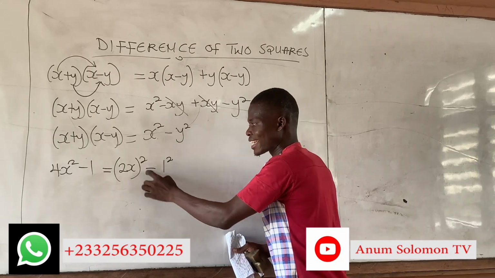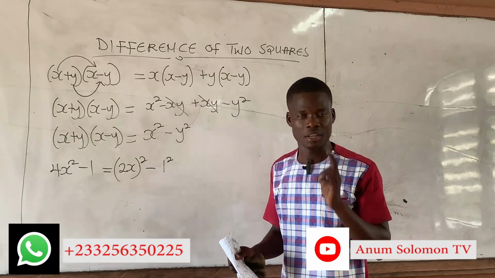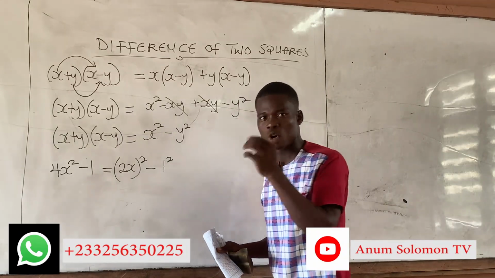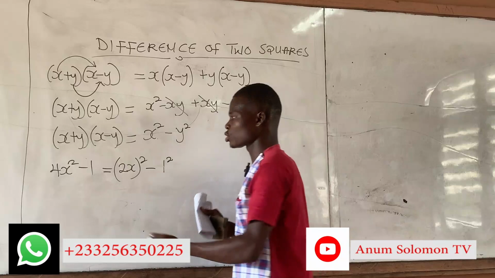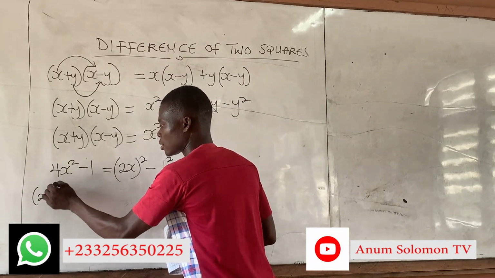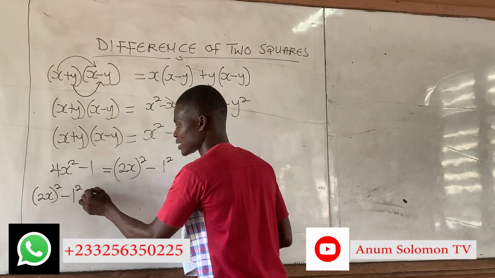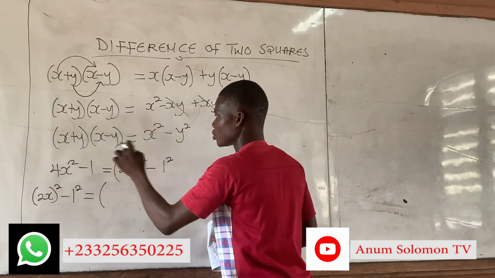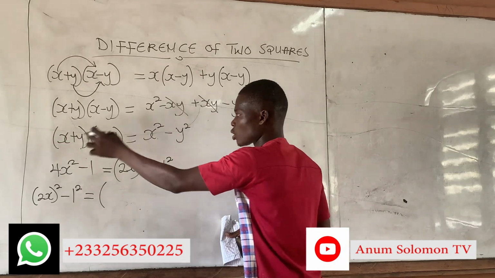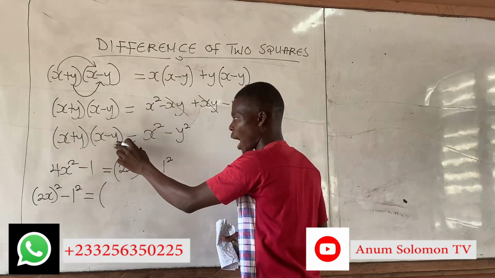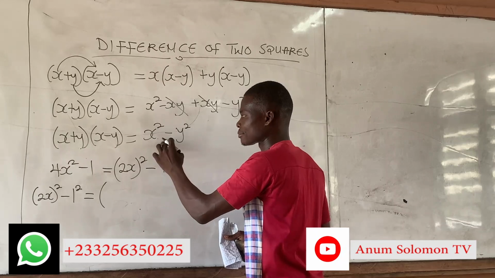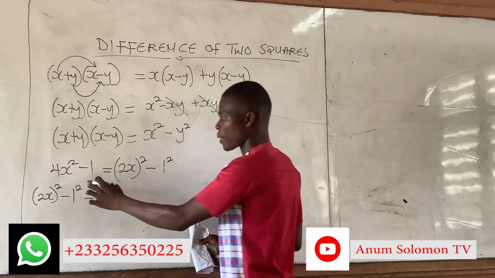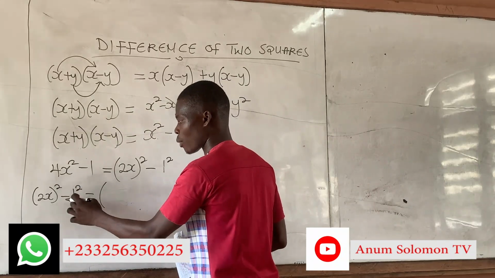The sign here is the difference. We have power 2, so we have difference of two squares. So on this note, our (2x) power 2 minus 1 power 2 is equal to the sum of the bases. We have x squared minus y squared is equal to (x plus y) times (x minus y). Meaning we have to consider the sum of the bases times the difference of the bases. So 2x and 1 are the bases.